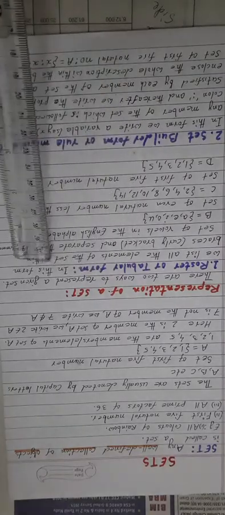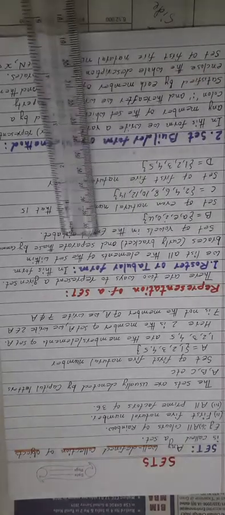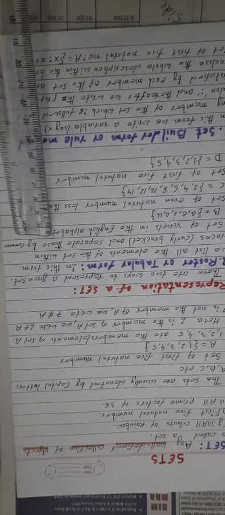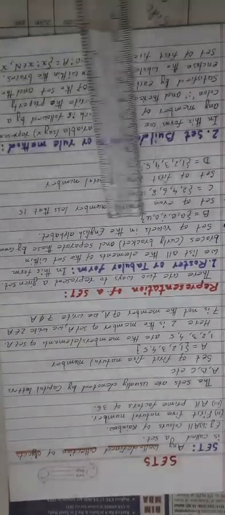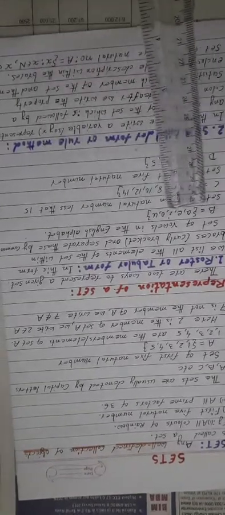So in this form, we list all the elements of the set within the braces, that is curly brackets, and separate them by commas. Now, the set of vowels in the English alphabet. Which are the vowels in the English alphabet? A, E, I, O, U.